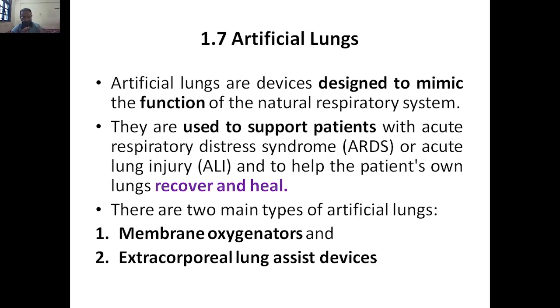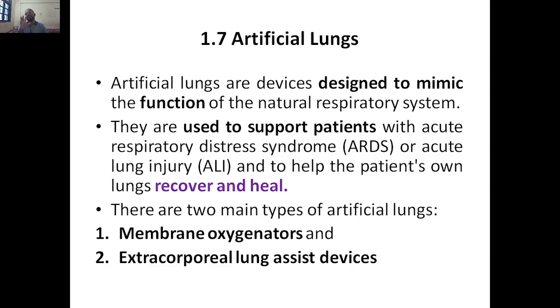That means it is giving you support in a way that it is giving oxygen to your blood, or maybe it is purifying whatever air is coming in. It helps the patient's own lungs recover and heal, so that we give time for the lung to heal. To recover and heal, the lung needs time. So meanwhile, during this time, the patient will be given artificial lungs, so that this artificial lung will support the patient during the healing or recovery process of the natural lung.